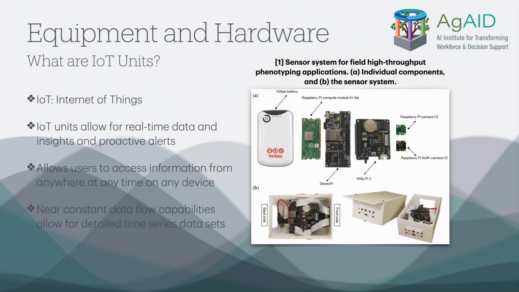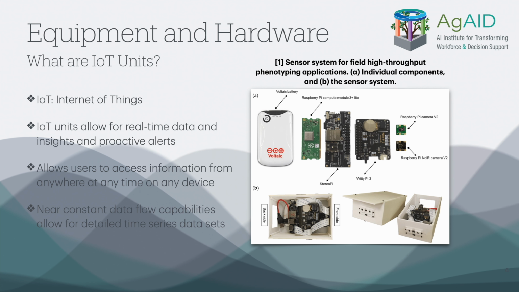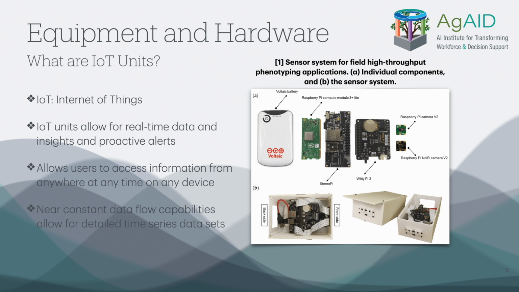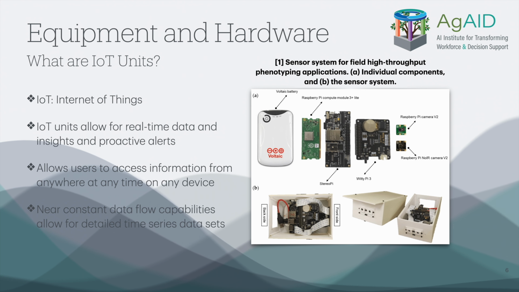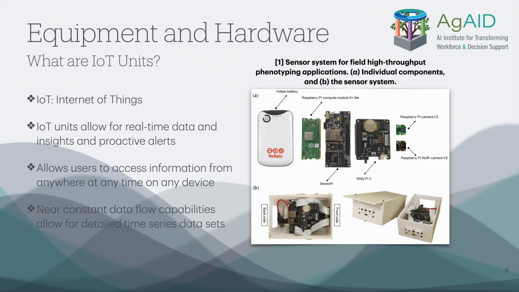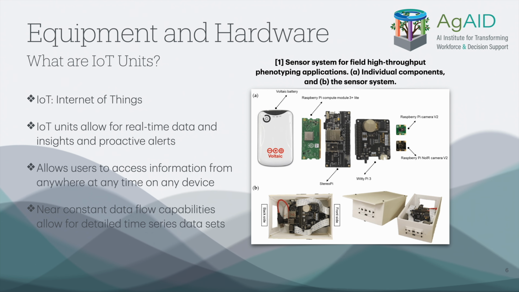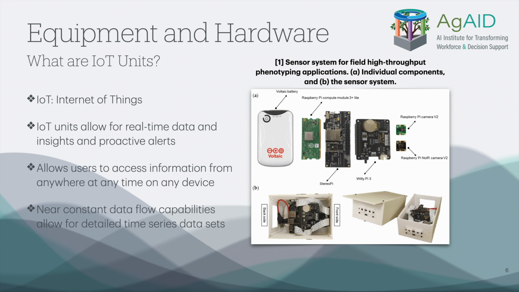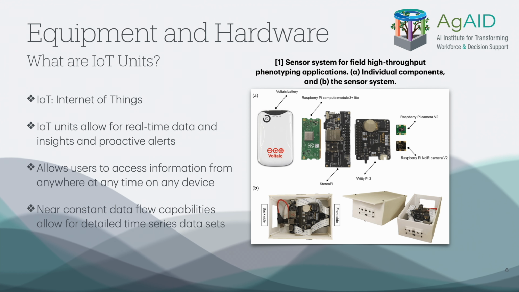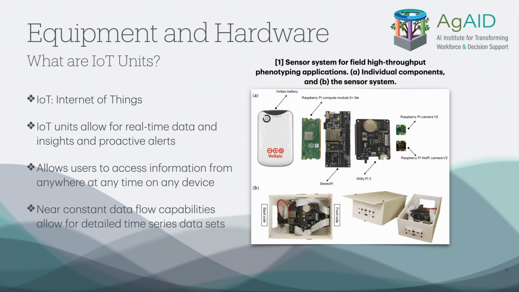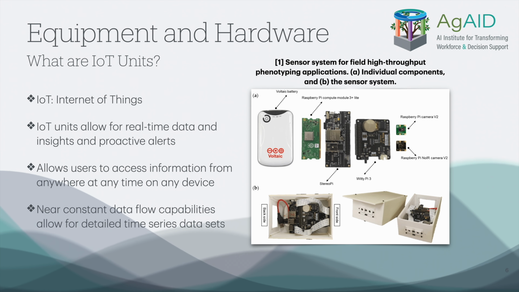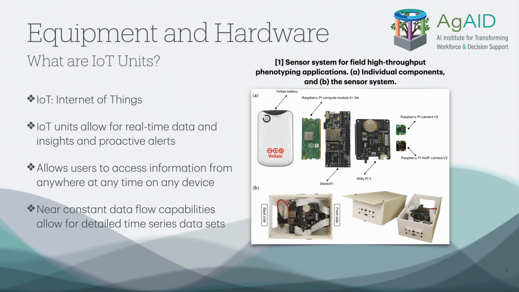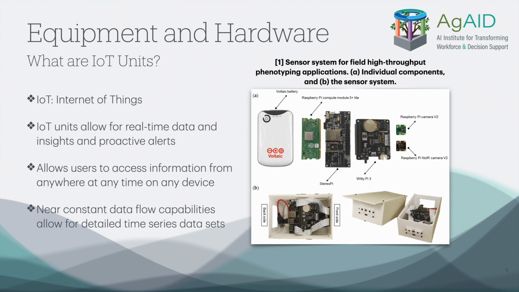IoT stands for Internet of Things. The Internet of Things is a network of devices, vehicles, appliances, and other physical objects that are embedded with sensors, software, and network connectivity. IoT units allow for real-time data insights and proactive alerts. It also allows users to access information from anywhere, at any time, and on any device. And, as needed for our application, it allows for near-constant data flow capabilities for detailed time series datasets. The feature shown on the right is an example of an IoT unit and its hardware used for this project.